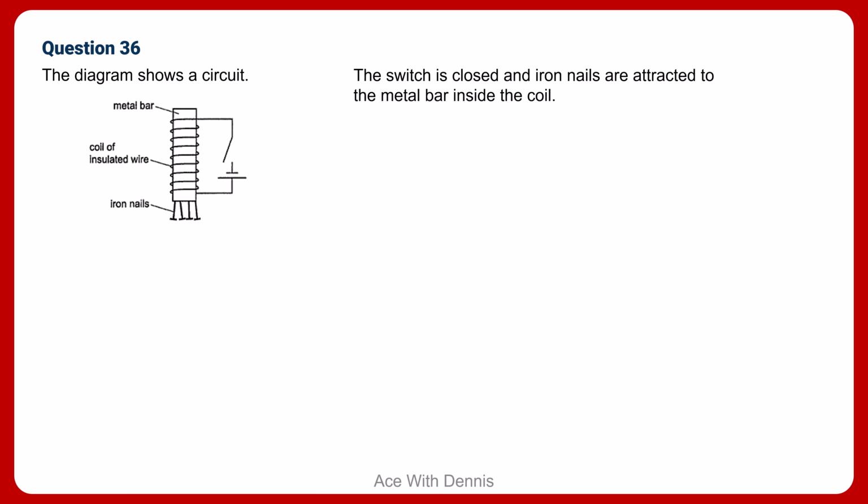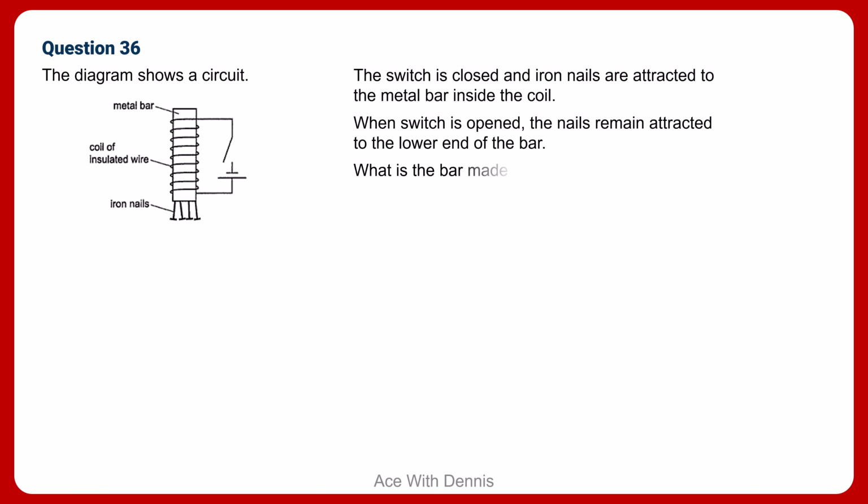Question 36. The diagram shows a circuit. The switch is closed and iron nails are attracted to the metal bar inside the coil. When the switch is opened, the nails remain attracted to the lower end of the bar. What is the bar made from? A. Steel, B. Iron, C. Copper, or D. Aluminium?